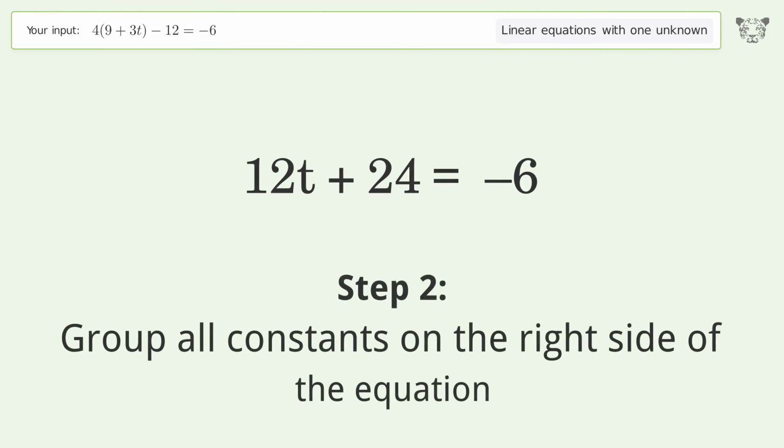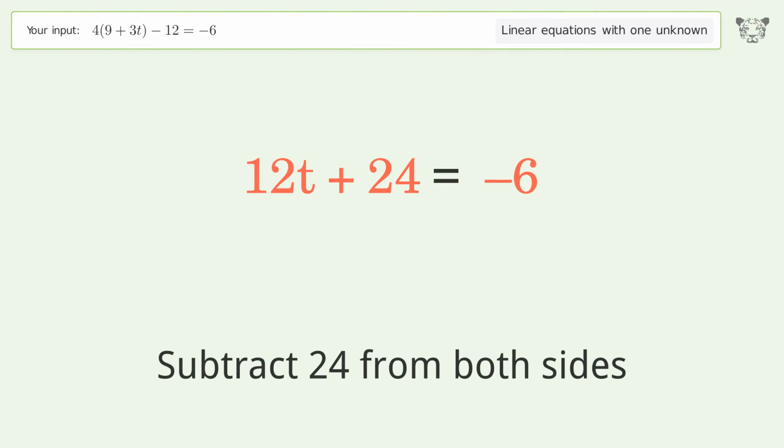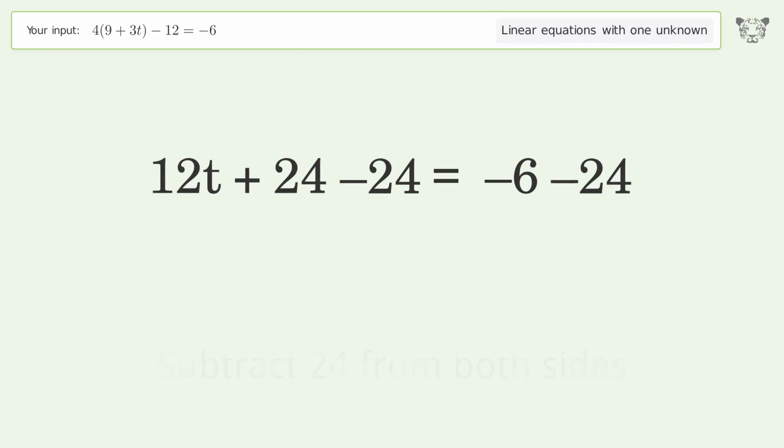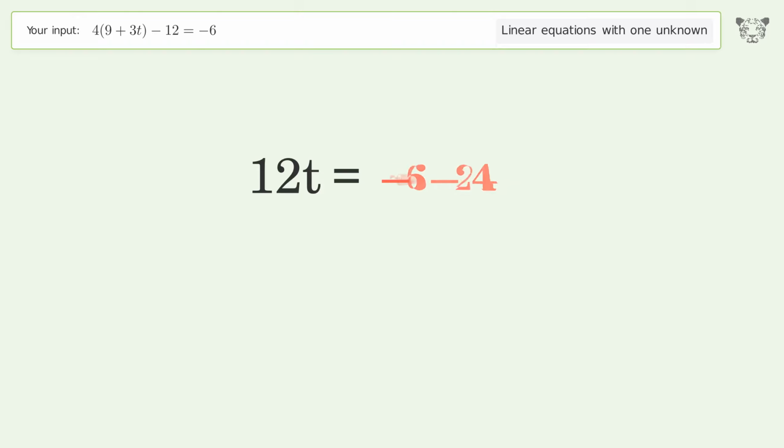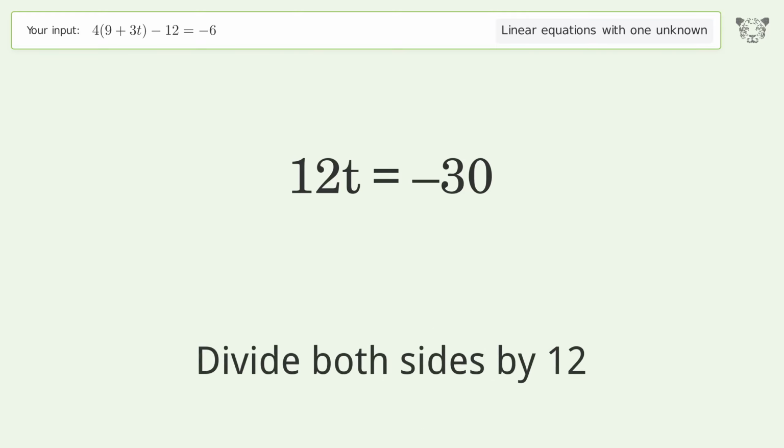Group all constants on the right side of the equation. Subtract 24 from both sides. Simplify the arithmetic. Isolate the t. Divide both sides by 12.